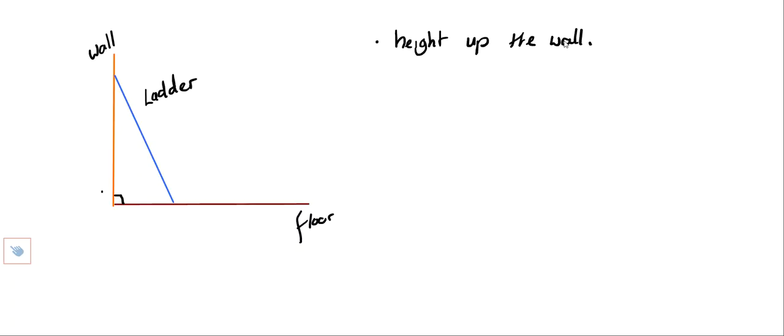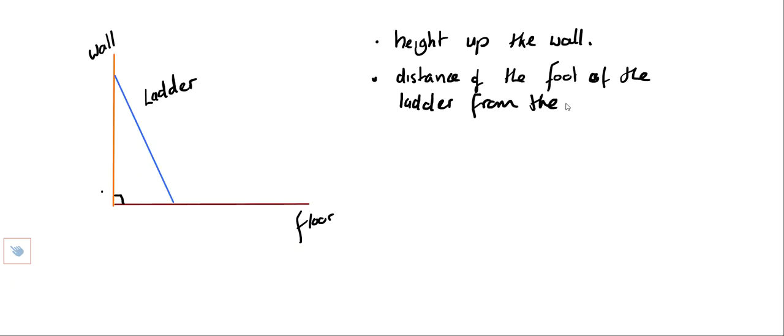So if I were to ask you to work out how far up the wall the ladder reaches, all right. Now I haven't given you any numbers at the moment, so we can't actually work these things out. But these are the kind of things that could be asked for, given certain numbers. I could ask you for the height up the wall. Okay. I could ask you for the distance of the foot of the ladder from the wall. Okay?